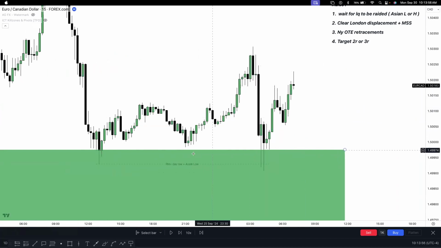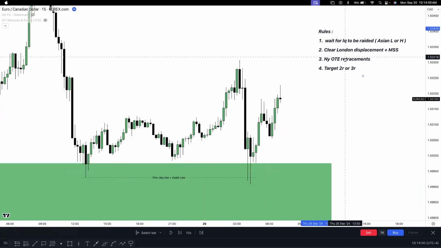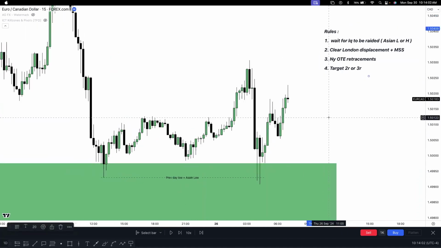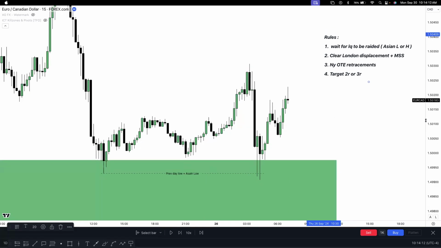So once again, we had previous day low swept and we had Asian low swept. So first rule is checked off. We also had clear London displacement, which is these nice up close candles here going in our direction. So from here, now we're going to go inside of our New York session OTE retracement.